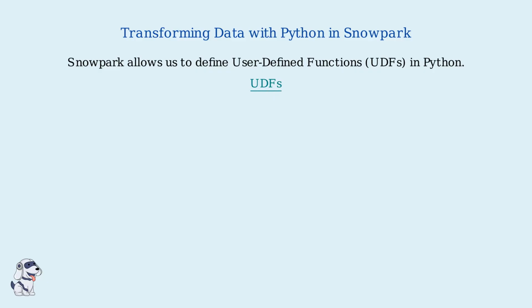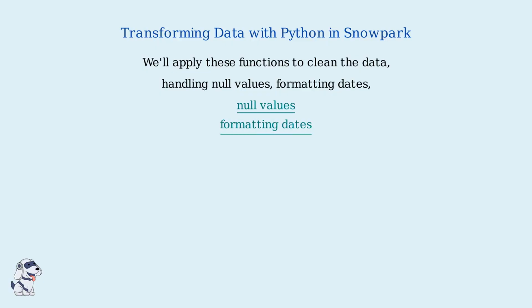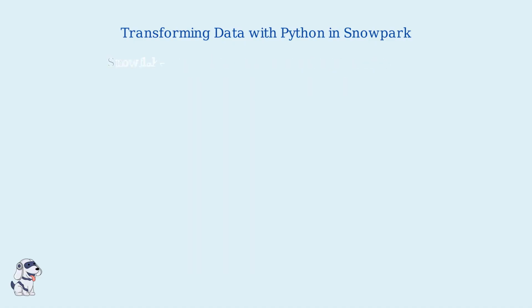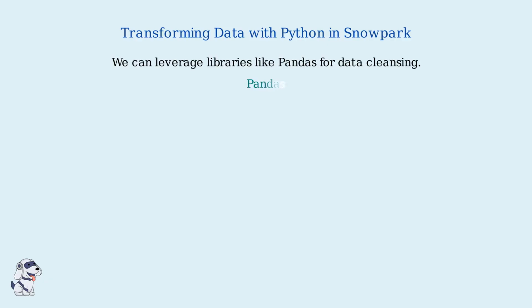Snowpark lets us define user-defined functions, UDFs, in Python. We'll apply these functions to clean the data, handling null values, formatting dates, and performing aggregations. Snowflake's compute resources allow parallel processing, making these transformations highly efficient. We can leverage libraries like pandas for data cleansing.